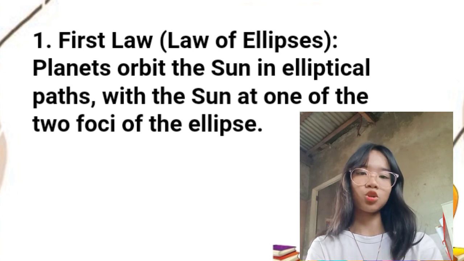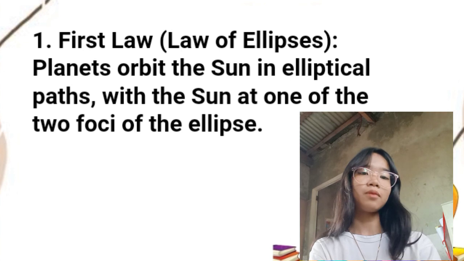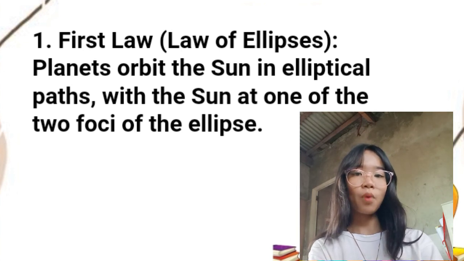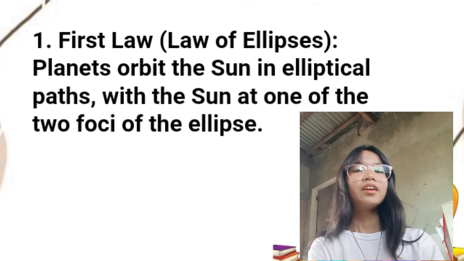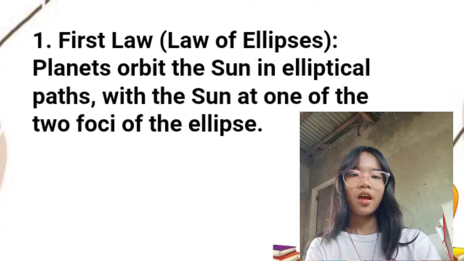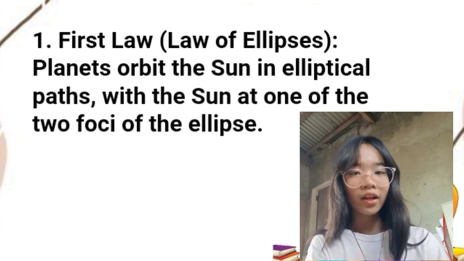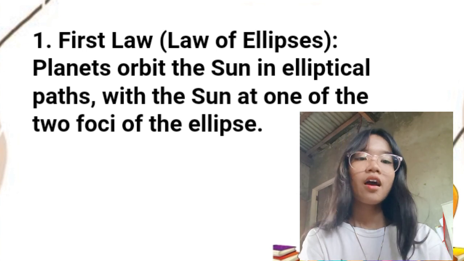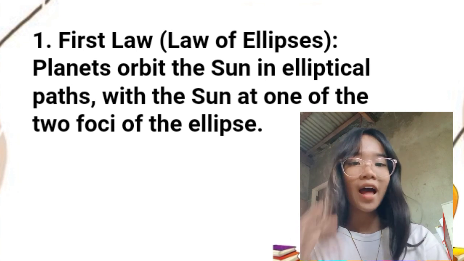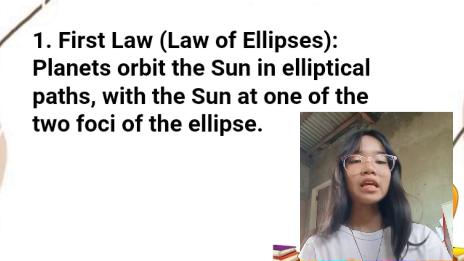So, an ellipse is a geometric shape that resembles a stretched circle. What do you imagine about a stretched circle? It has two points called foci, plural of focus. In the case of planetary orbits, the sun is situated at one of these foci, while the other focus is empty. And this means that the distance between the planet and the sun varies as the planet moves along its elliptical path.